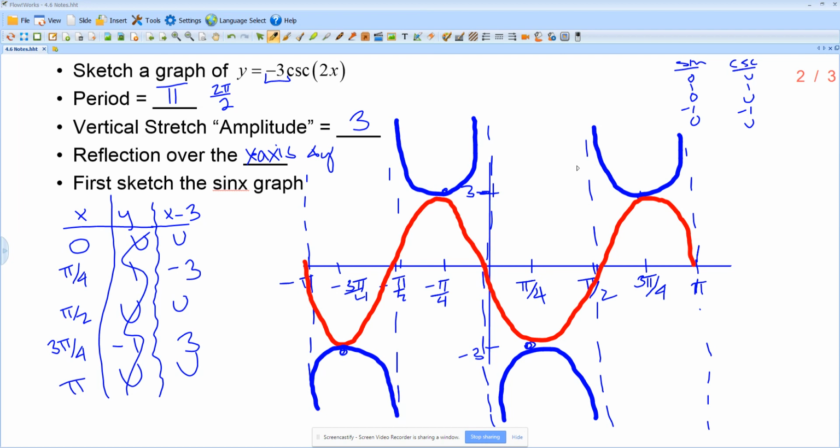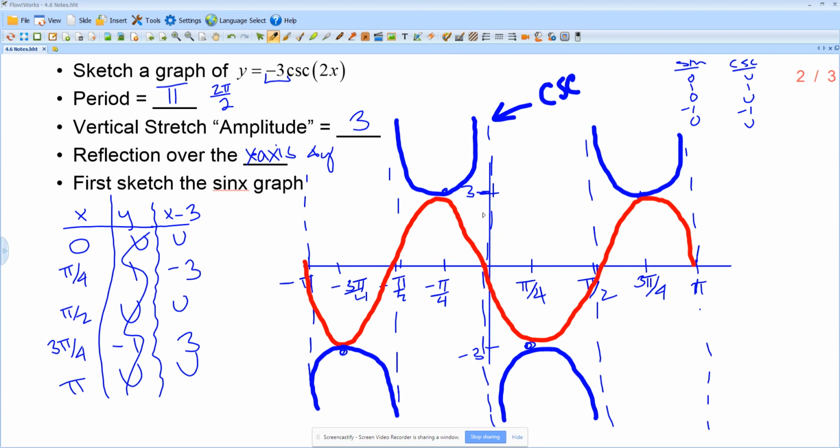So these in blue are all your cosecant functions. In red, that's the sine function that's going between those, which is not necessary for you to draw, because it's not technically an answer to the question of the graph of cosecant, but it is a helpful guide sometimes.